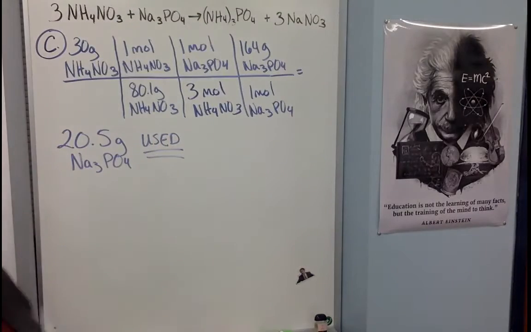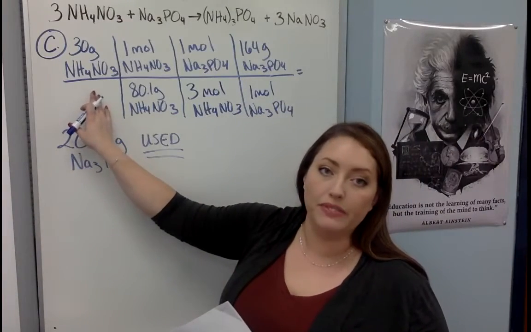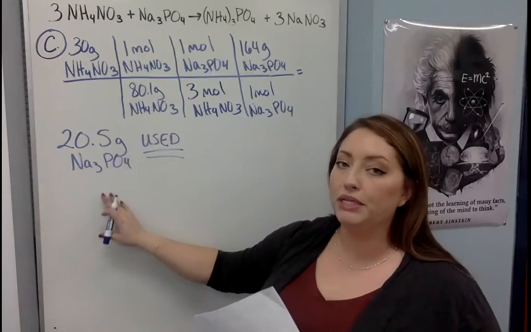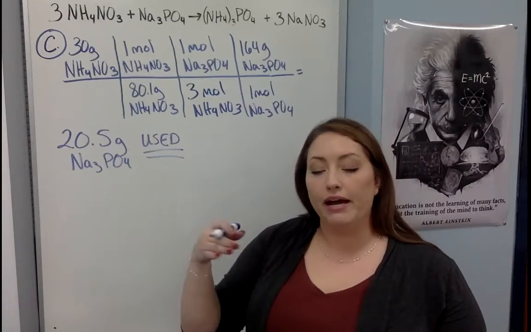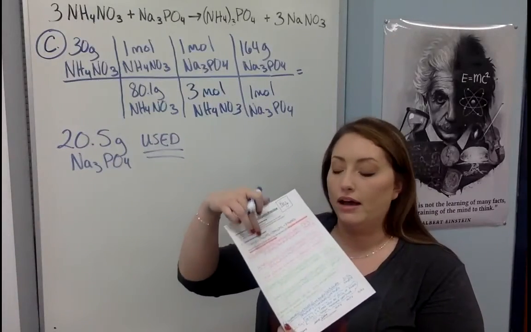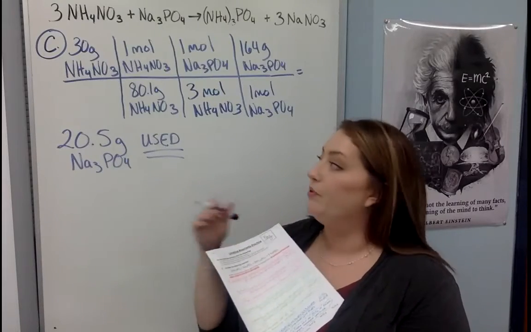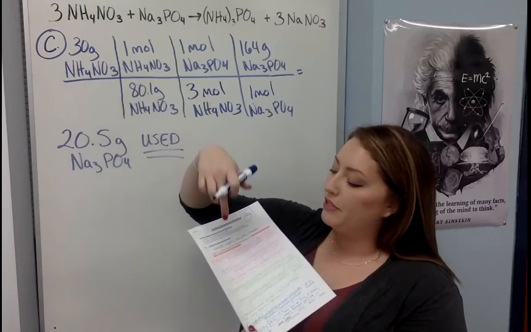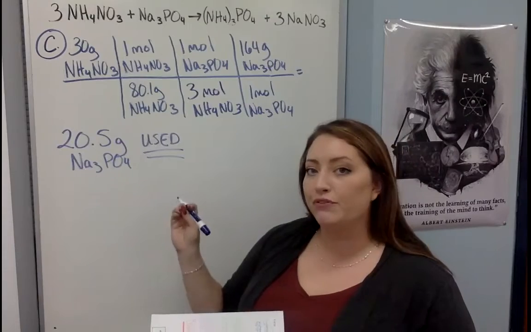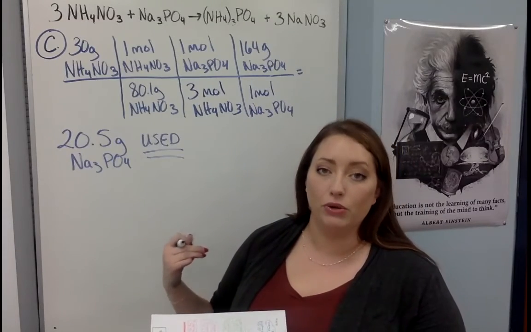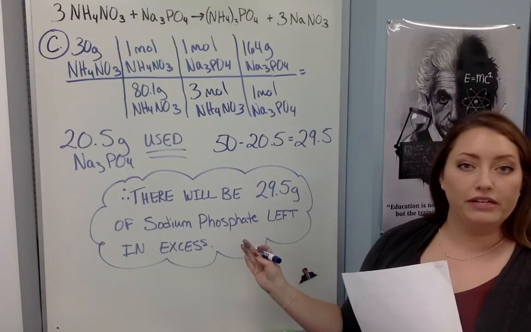Okay, so what that's telling us is that in this reaction, you'll use all 30 grams of the limiting reactant, but you're only using 20.5 grams of the excess reactant. So you have to look back at the original question and see that we started with 30 grams of ammonium nitrate, we know because that's our limiting reactant, but there was also 50 grams of the sodium phosphate. So we have to find the difference now. If we started with 50 grams, we're going to subtract the amount we used, and that's going to give us our final answer.